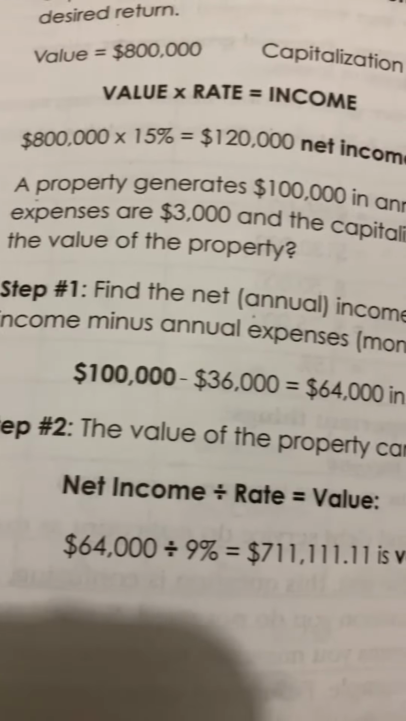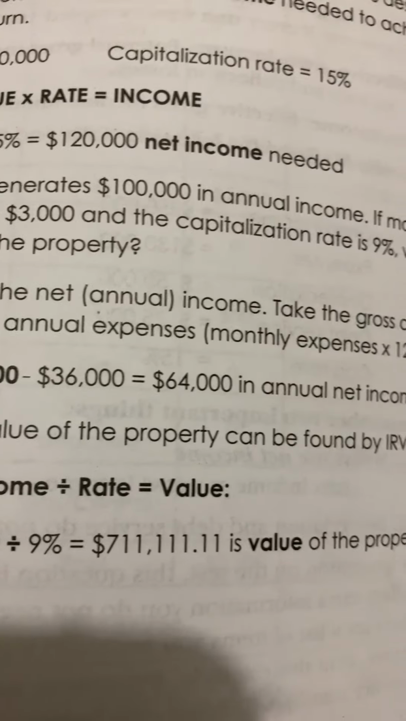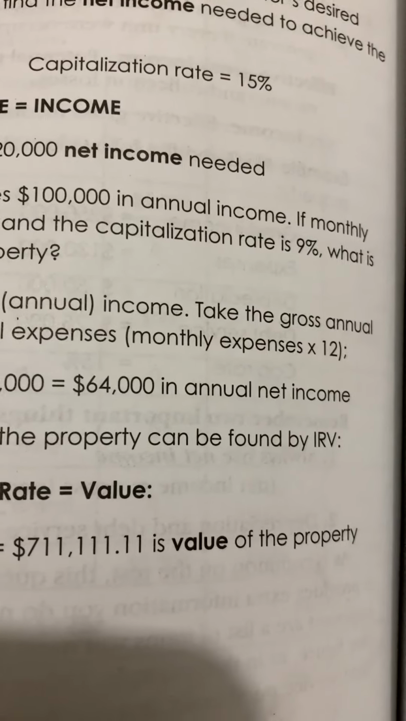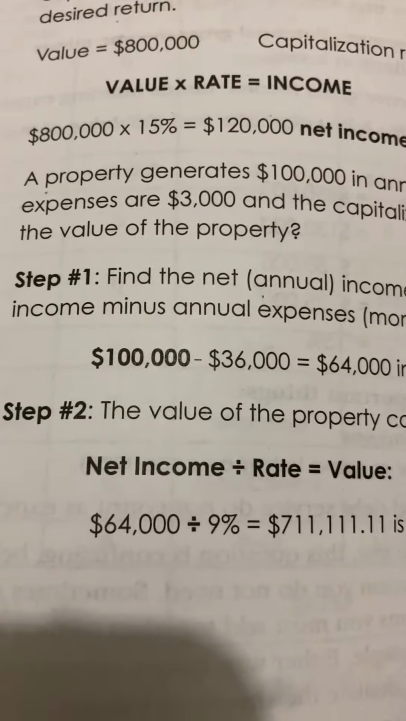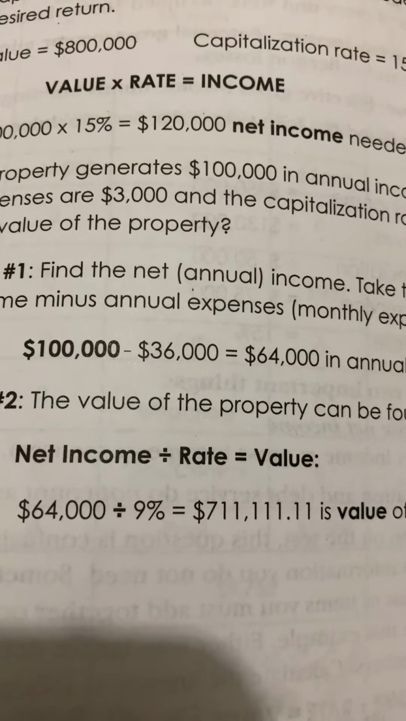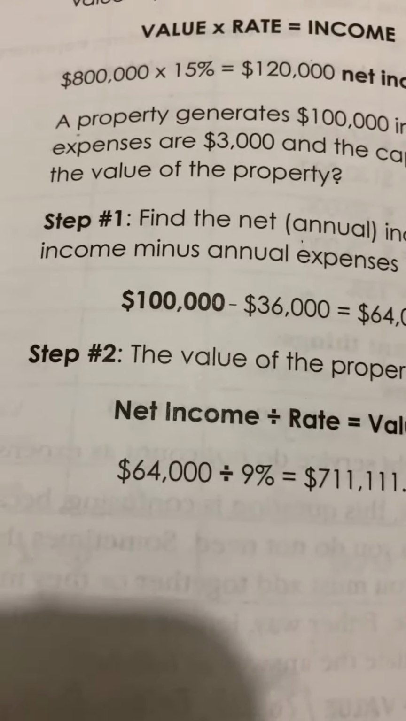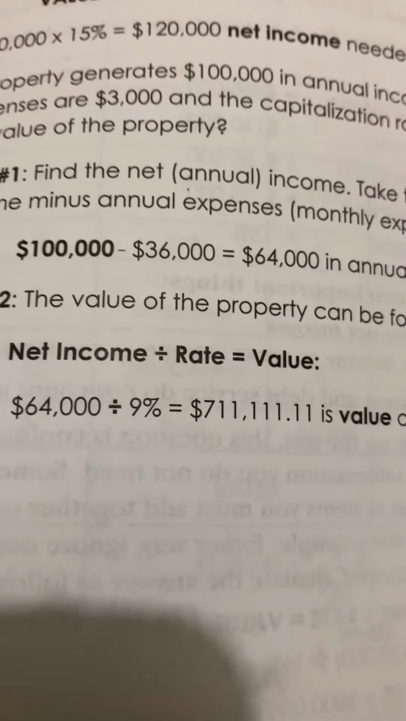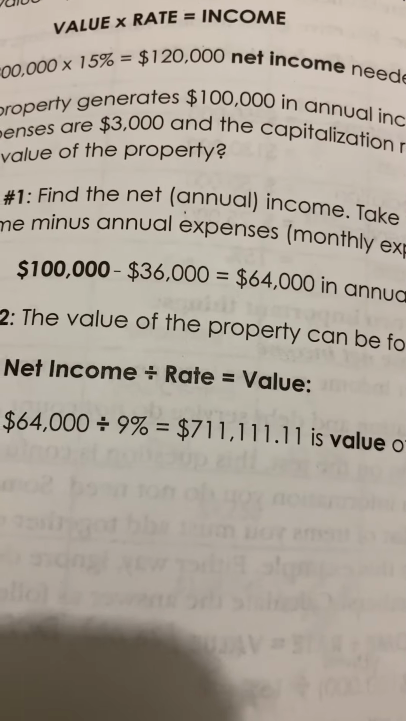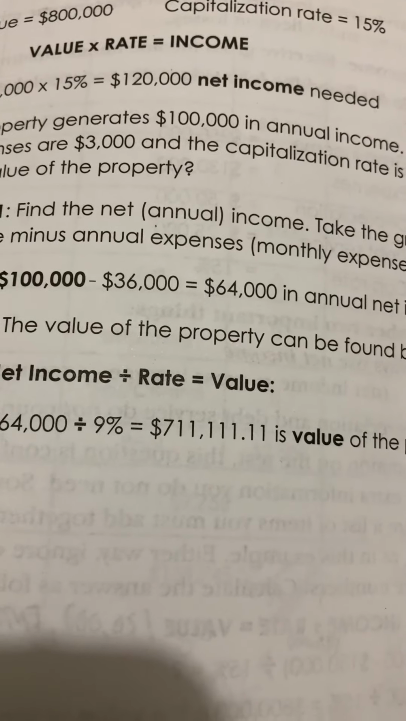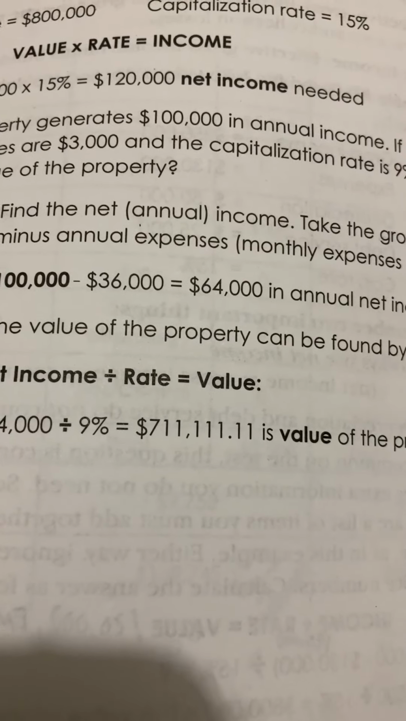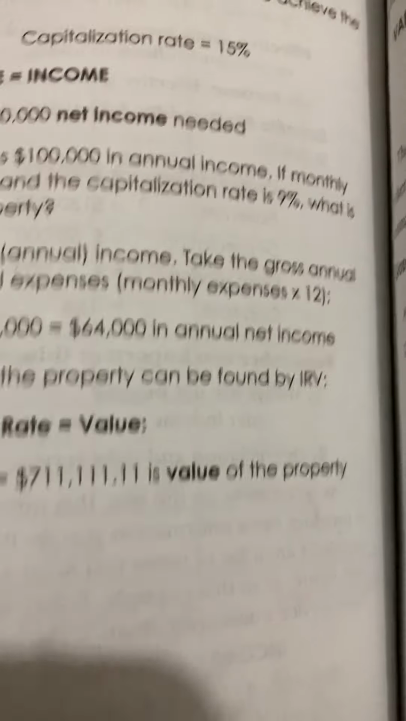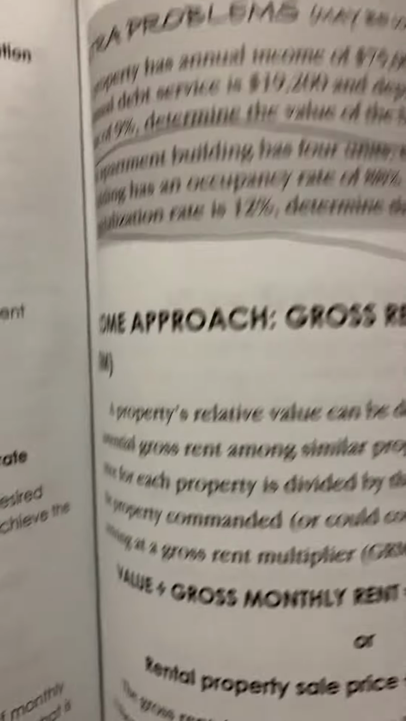Step number 2, the value of the property can be found by IRV. Net income divided by rate equals value. $64,000 divided by 9% equals $711,111.11 is value of the property. Page 235.